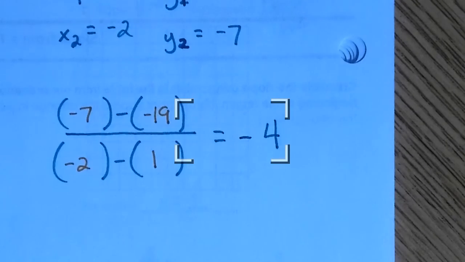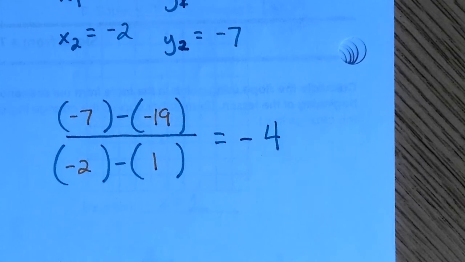Negative 4 is the answer. Hold on. Holy cow. I promise you it says negative 4 subscribers. Negative 4 is the answer there. That is your slope. So negative 4 is your slope here. That's what that means. Any questions on that?